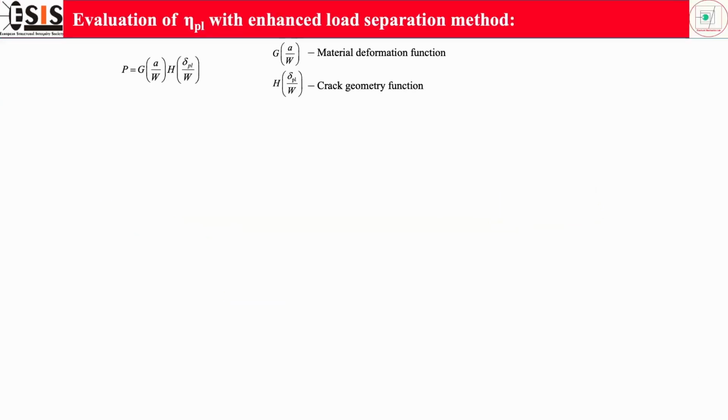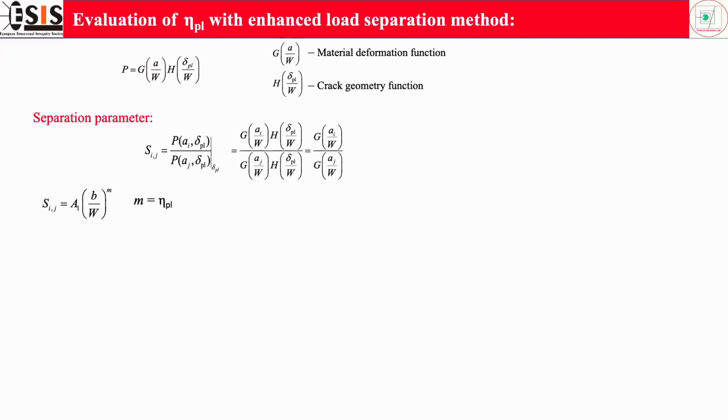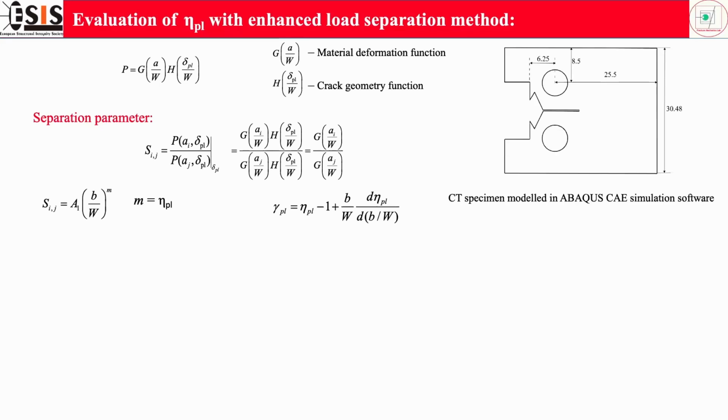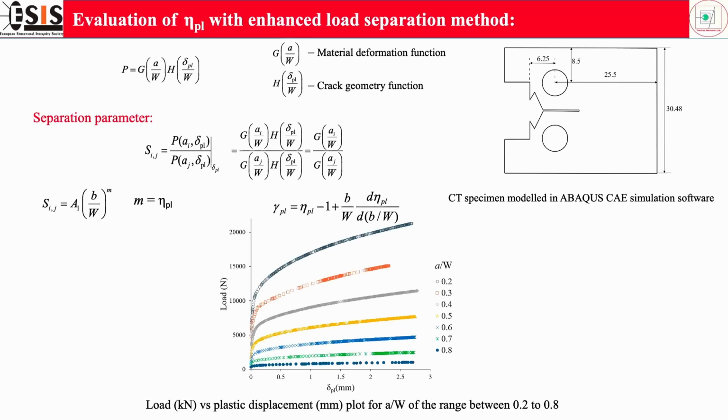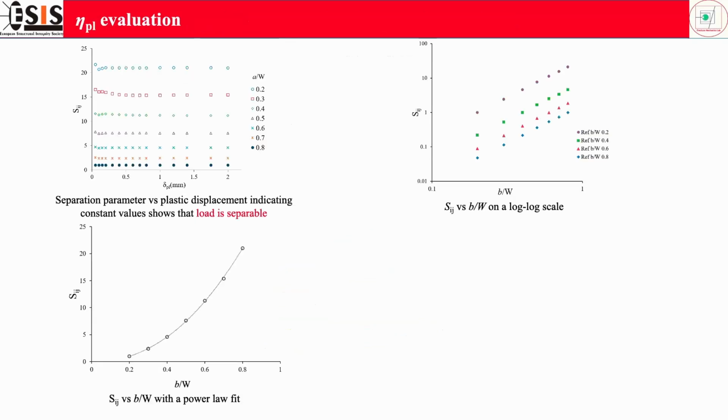Now, let us look into some basic idea of the load separation method. As I said, Cherubin and Landes used the power law method to find the value of the eta factor, but they took the complete range for the power law fit. In my case, I have divided it into sections. I have divided the crack length into 0.5 mm parts. So let me show you the result.